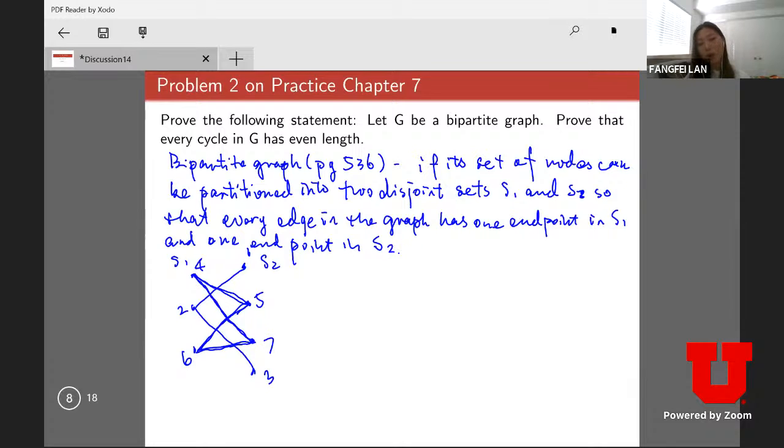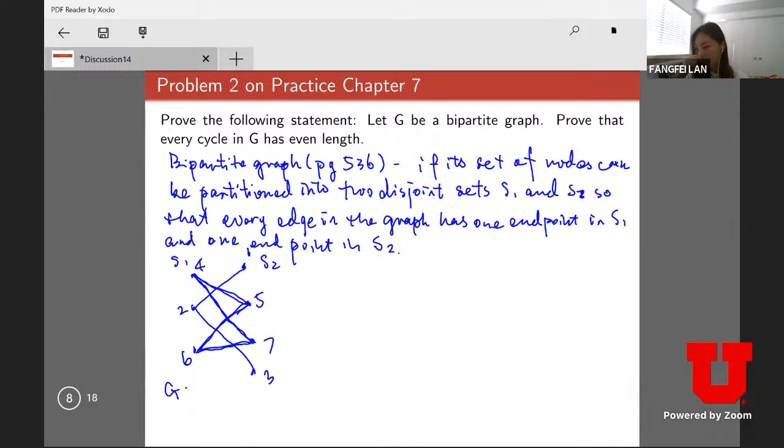So can you think of why every cycle in G, so let's say this is our G, has even length? If it starts from the first set, it has to go to the second and back, or vice versa. Right. Basically, that's kind of what it is. You always have to go between the two. You cannot move within the set itself. So you always have to go back and forth twice, kind of. So it's always going to be even.